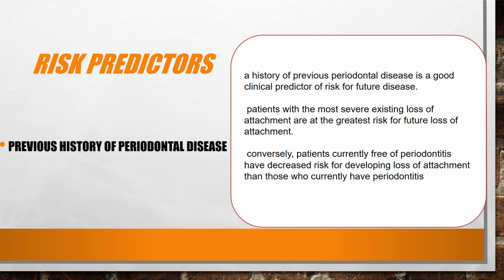If there is any history of periodontal disease, it is a good clinical predictor of risk for future attachment loss. So proper follow-up is always needed for a previous history of periodontal disease, or for patients who have undergone flap surgery for periodontitis. Patients with more severe existing attachment loss are at greater risk for future loss of attachment. Conversely, patients currently free of periodontitis have a decreased risk of developing loss of attachment than those who currently have periodontitis.